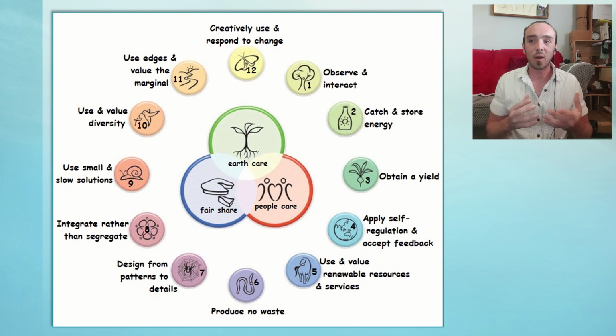Number 8 is integrate rather than segregate. So the whole is bigger than the sum of the parts is the quickest way to describe this. And it's about accepting that all these different things can work together. This is tied very closely with using value diversity. So we want to encourage everything to work together.